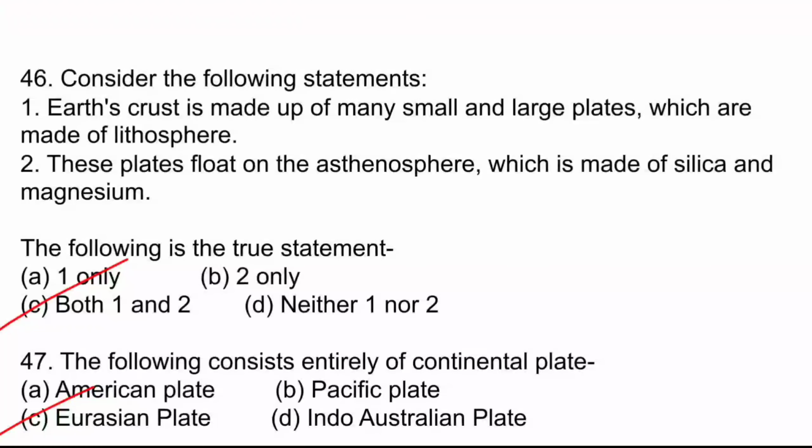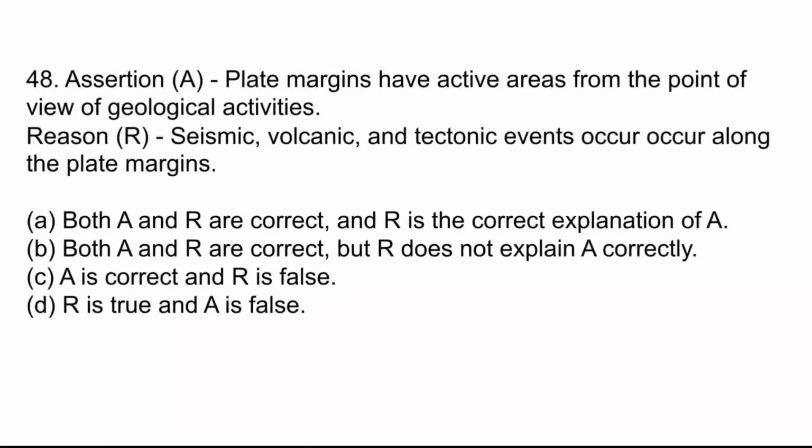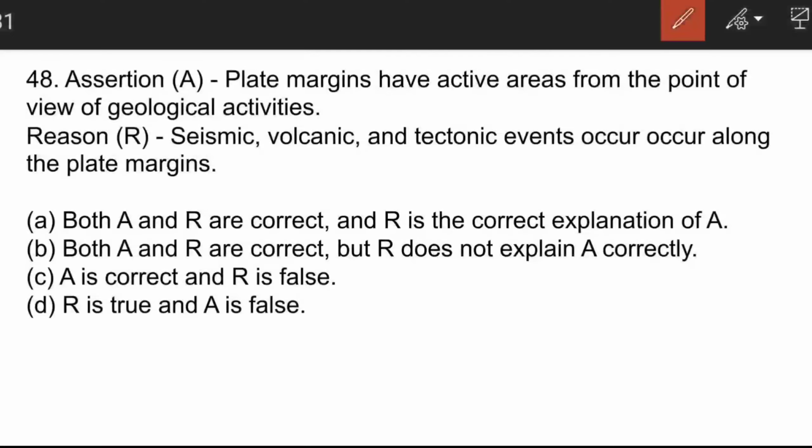The next question is, this is assertion and reasoning. Plate margins are active areas from the point of view of geological activities like earthquake, volcano. This takes place because of the plate margins being very active. Then we have seismic, volcanic and tectonic activities occur along the plate margins. So here A will be the correct answer. Both A and R are true, and R is the correct explanation of A.